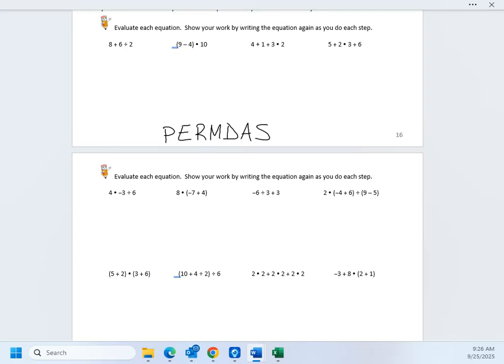Do I have any parentheses? No. So I can skip over that step. Do I have any exponents or radicals? No. Do I have any multiplying or dividing? Yes. So I have to do that first. So every time I come to a level, I start at the left and I go to the right.